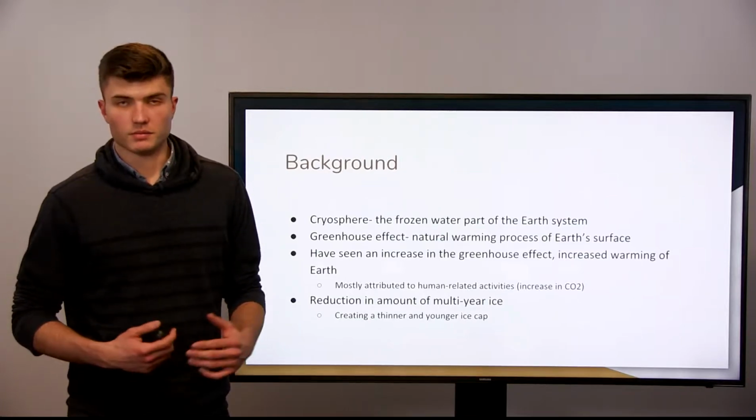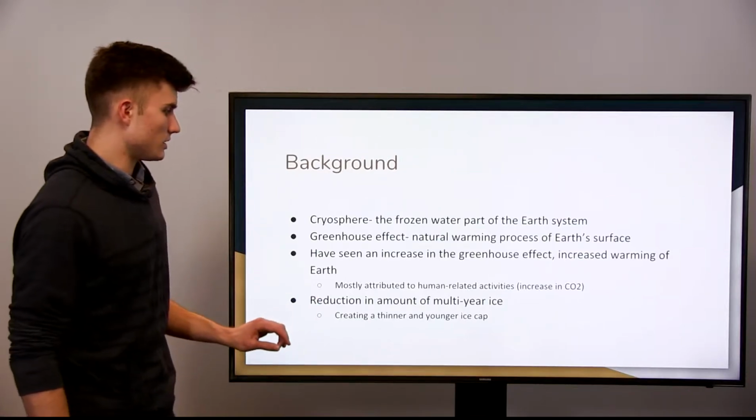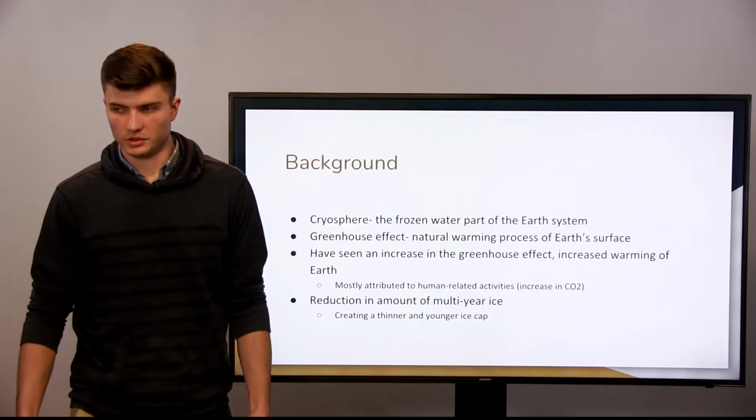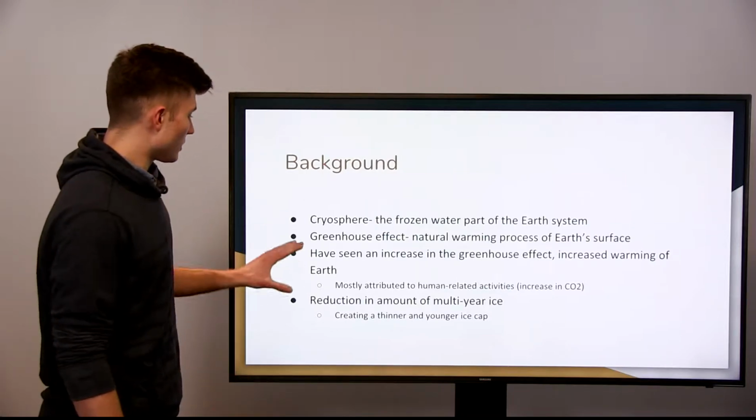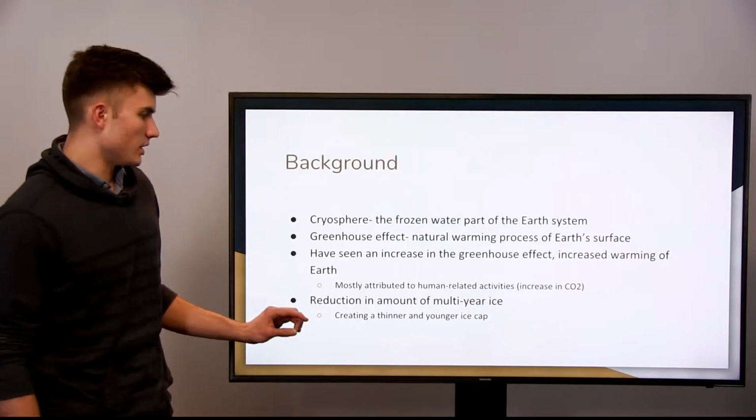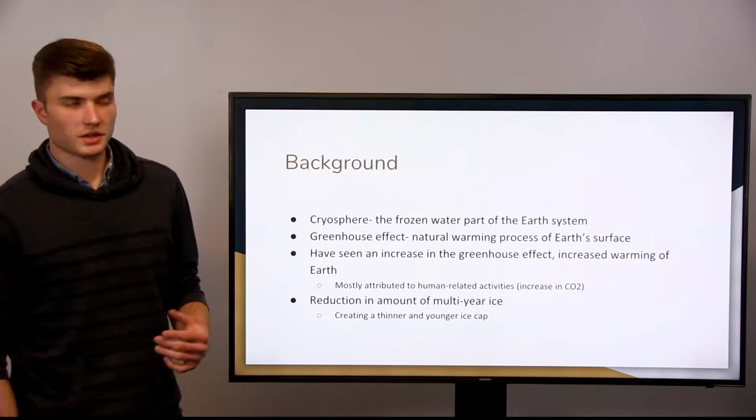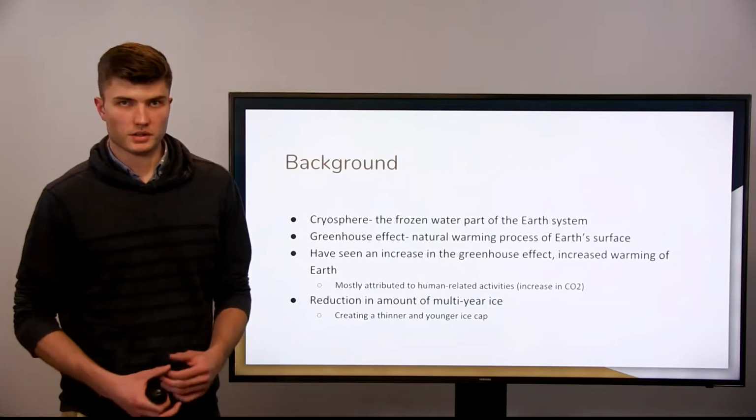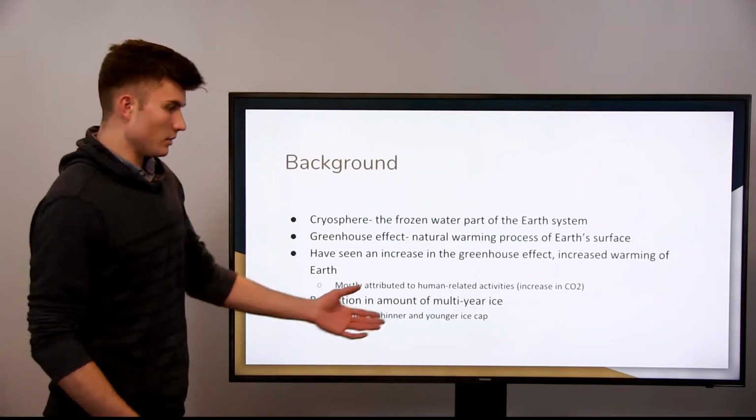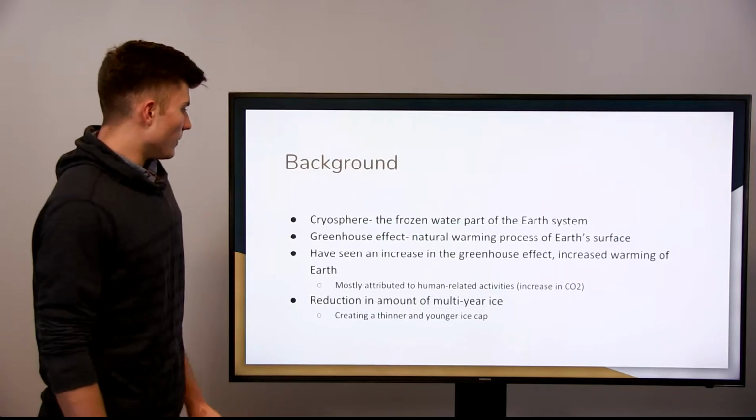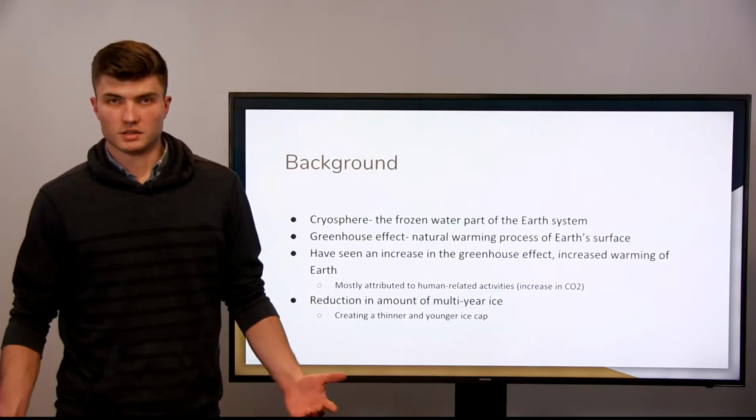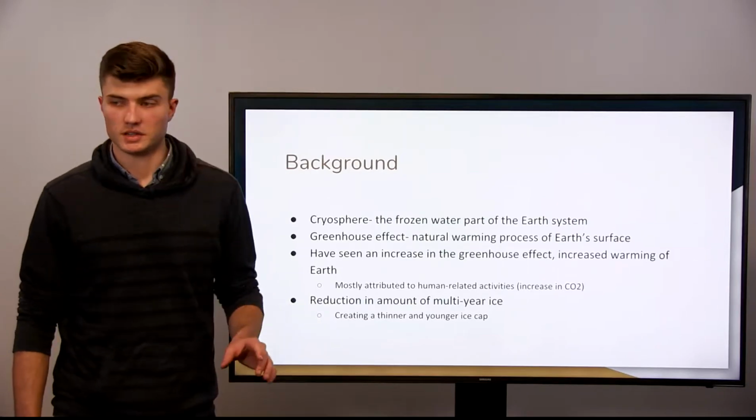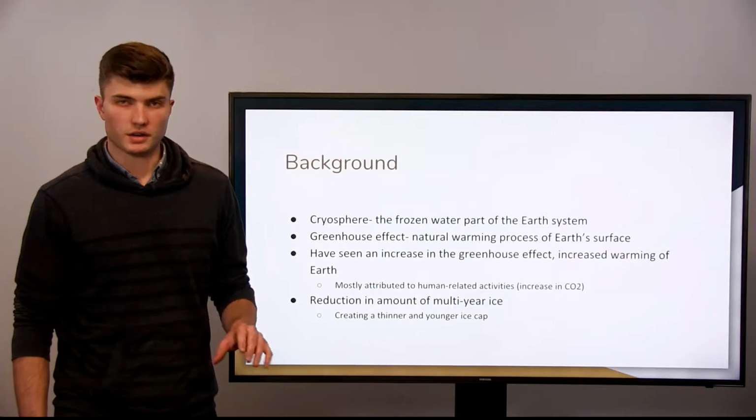That increase in the greenhouse effect is mostly attributed to human-related activities that cause an increase in CO2 and pollution. And for all those reasons, we have seen a reduction in the amount of multi-year ice. Multi-year ice is basically ice that stays frozen throughout the course of an entire year, or obviously multiple years in this case. So basically it's ice that won't melt in the summer months. When we have this reduction in the amount of multi-year ice, we see a younger and thinner ice cap.